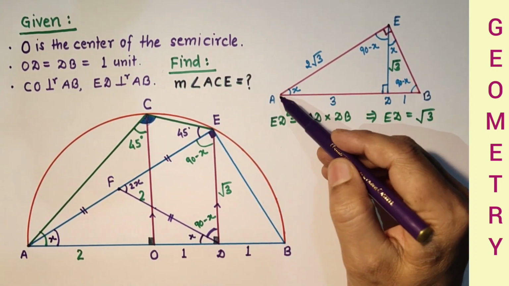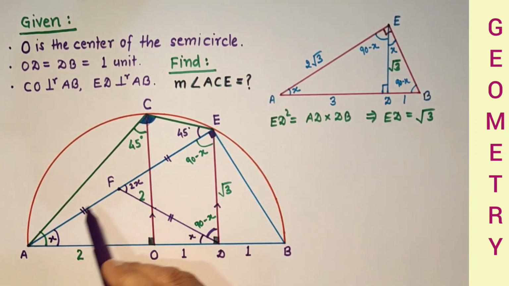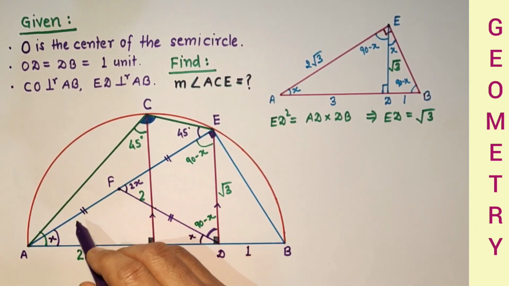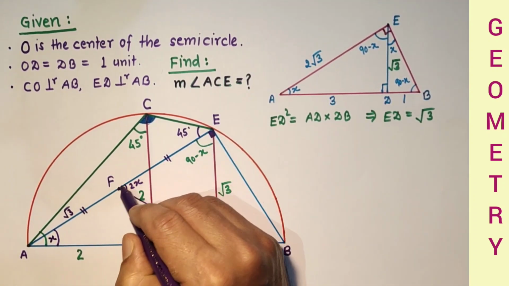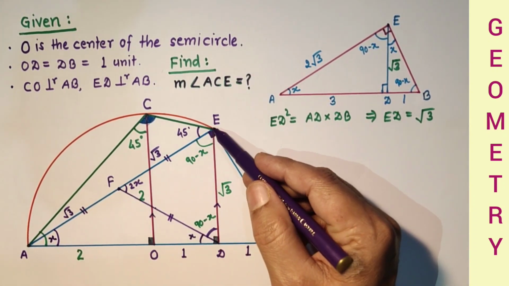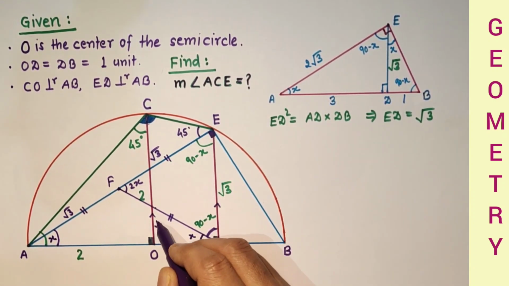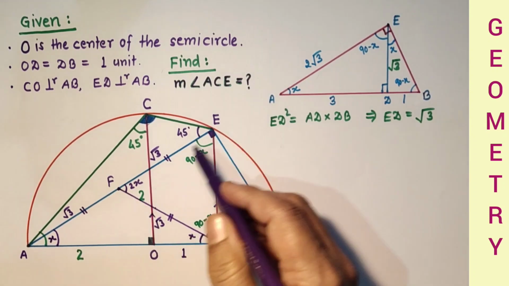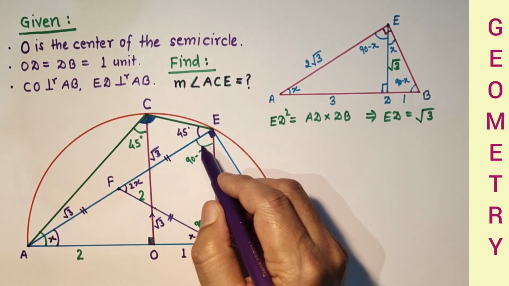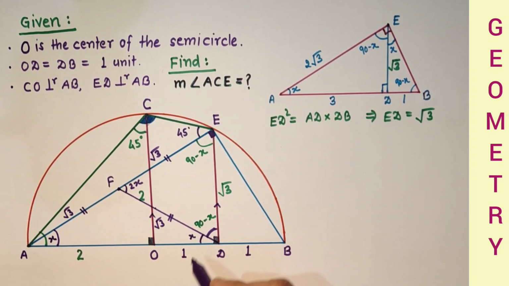We found that AE is 2 root 3, and AF and FE are equal. So F is the midpoint of AE. That means this is 2 root 3 by 2 and this is 2 root 3 by 2, so FE is root 3. FE is root 3 and ED is root 3. These two are equal. This is also root 3. So all the three sides are equal to each other and each will be root 3. So this is an equilateral triangle, all the three sides equal. So this angle is 60 degrees.